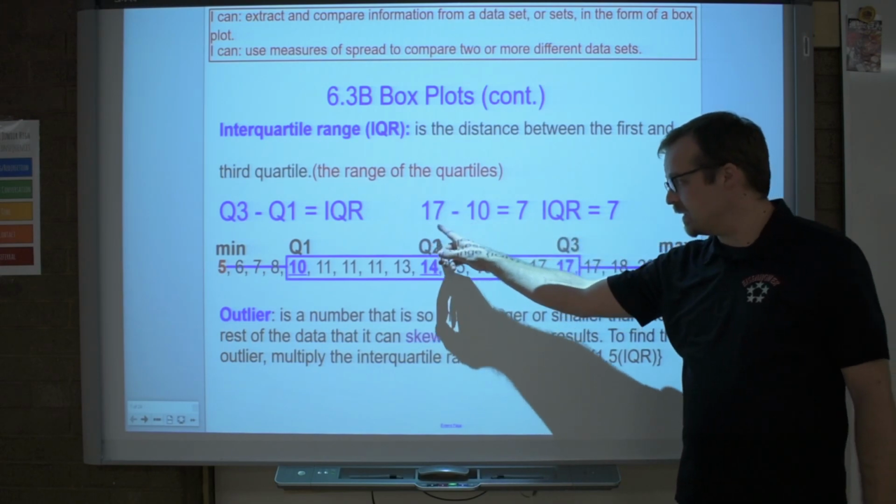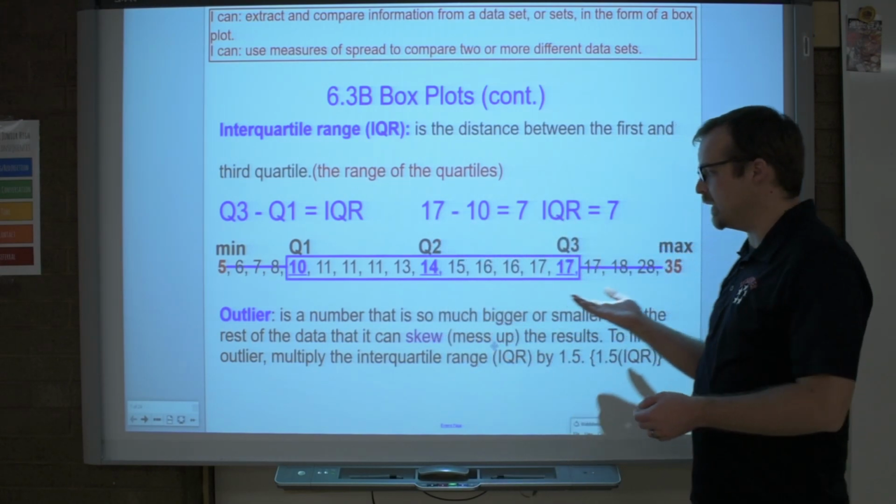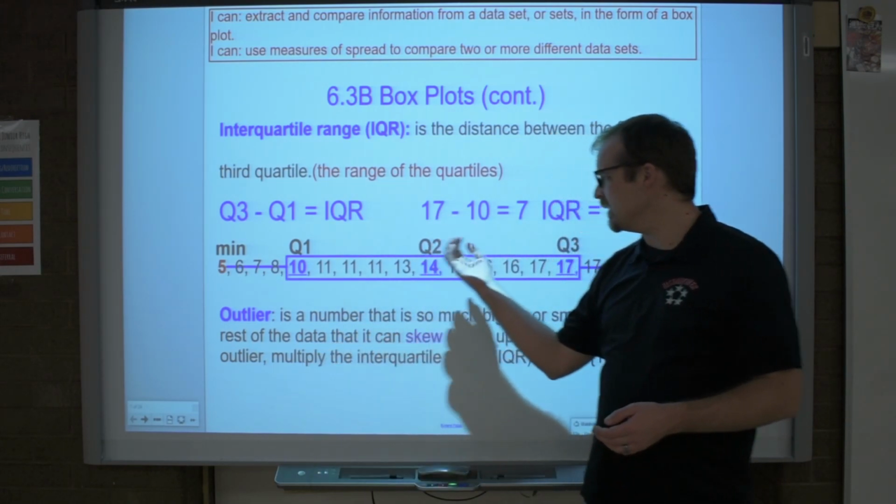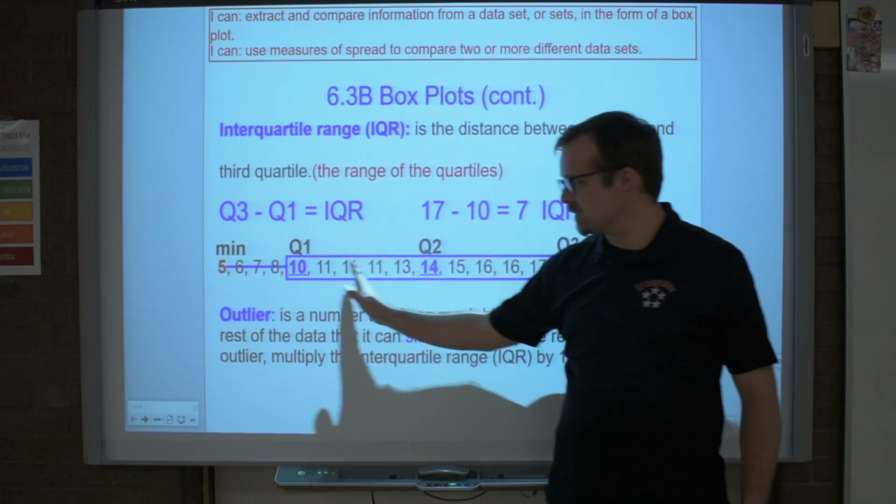We subtract those: 17 minus 10 is 7. So our interquartile range for this data is 7. That's the length of this box here.